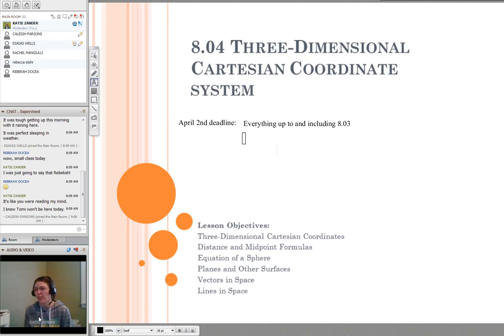And hopefully most of today is review, because we're just using existing formulas that we already know and then just expanding those to incorporate that third dimension.